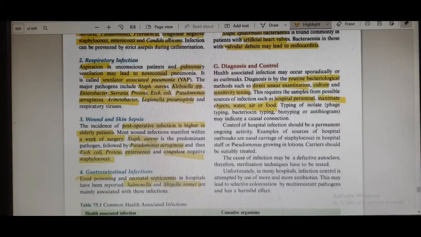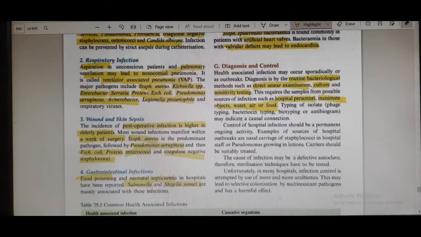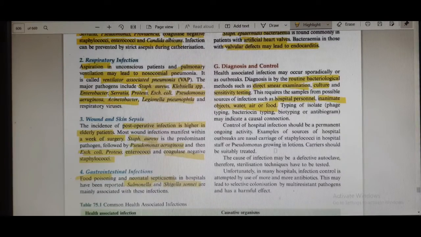So, the control of hospital infection can be done in various ways. One example of a source of outbreak could be the nasal carriage of staphylococci in hospital staff. In the sense, the hospital staff might acquire a cold or an infection from staphylococci. On sneezing, the staff might spread it to the other patients also.